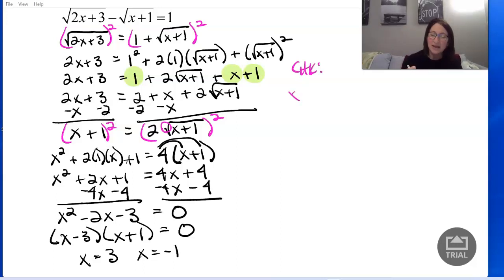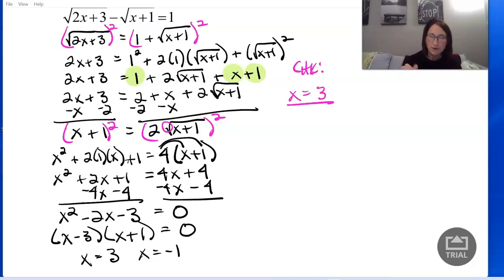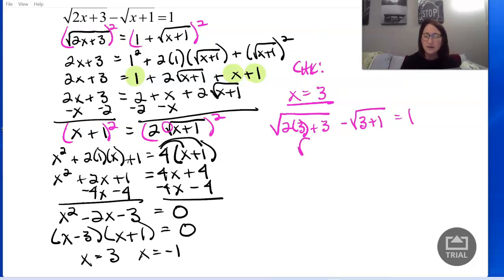So when I check x equals 3, I put it into my original problem. So that'd be the square root of 2 times 3 plus 3 minus the square root of 3 plus 1 equals 1. So that's going to give me this first one, square root of 9 minus the square root of 4, or 3 minus 2 equals 1. That checks. 1 is equal to 1.